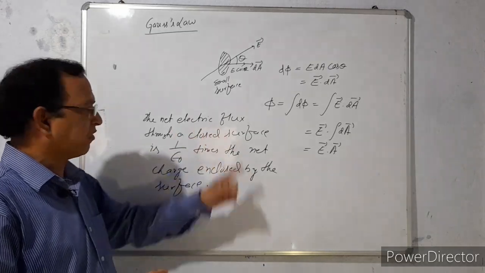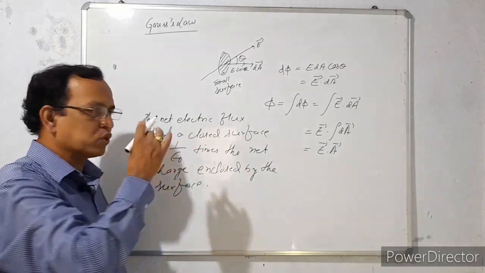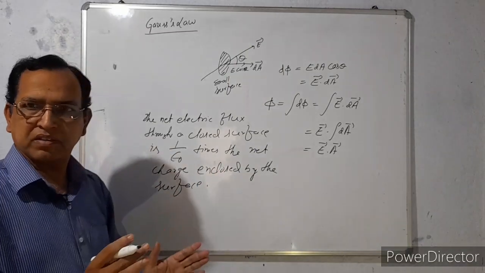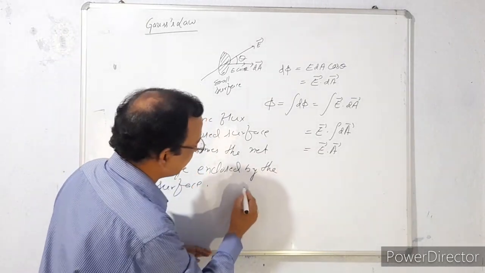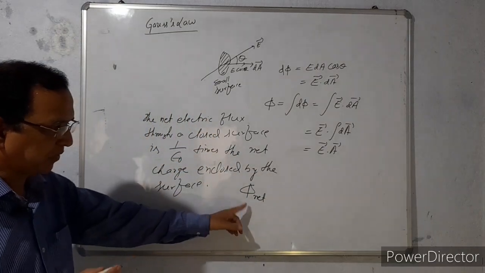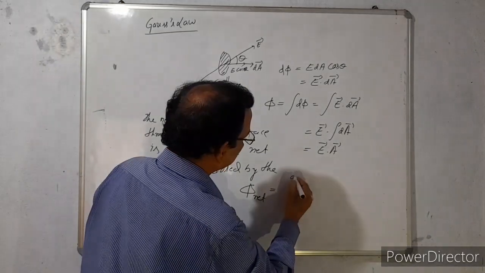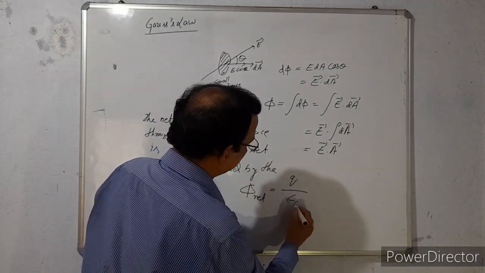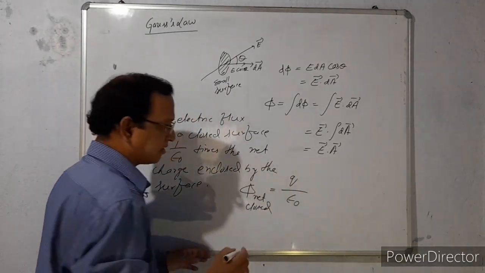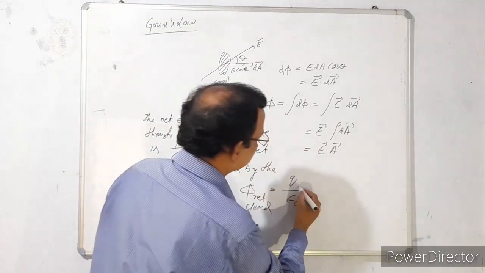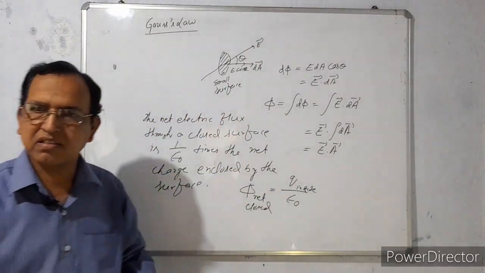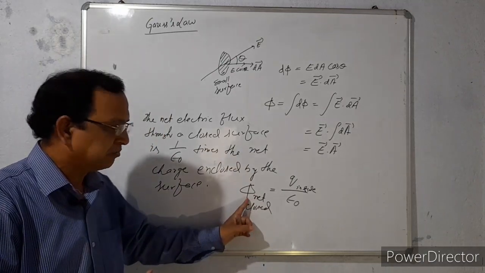The net electric flux through a closed surface is 1 by epsilon naught times the net charge enclosed by the surface. Clear? So that means phi net for a closed surface is equal to Q by epsilon naught. Net flux in the case of a closed surface. Here Q is inside, not outside. It is the charge inside the closed surface. Clear?